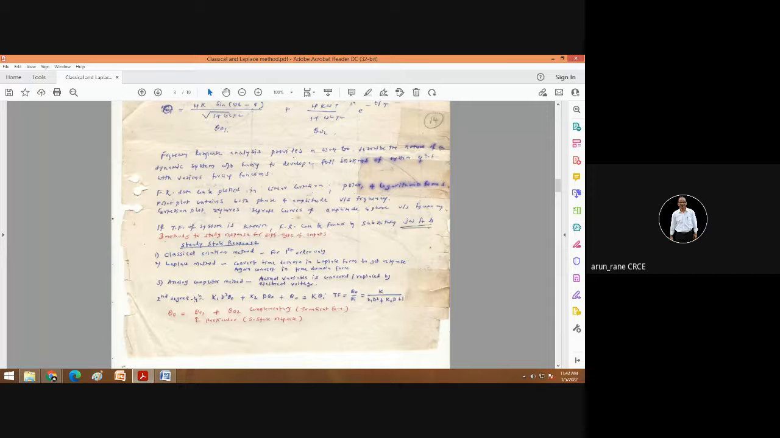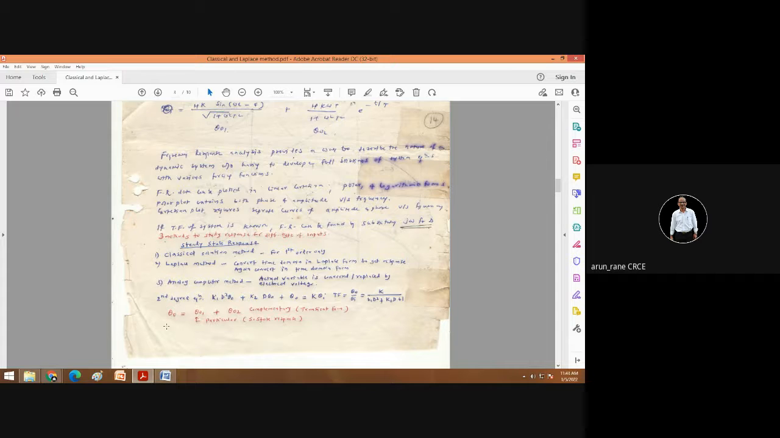So the three methods are: the classical solution method, which is only used for first order; the Laplace method, which converts the time domain into Laplace form to get the response and again converts back to the time domain; and the analog computer, where you simulate and represent variables by electrical voltages. You are familiar with the first degree transfer function, k upon 1 plus td, and this is your second degree transfer function, k upon k1 d square.